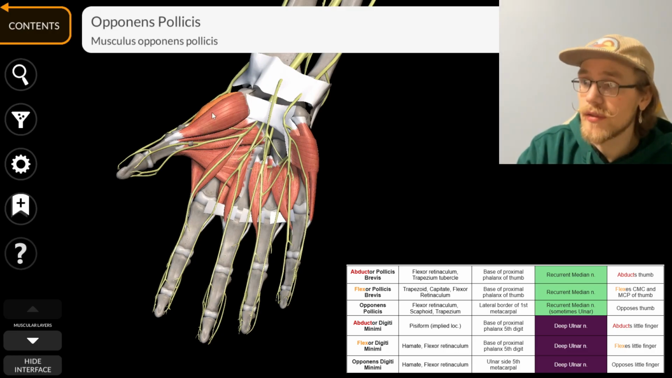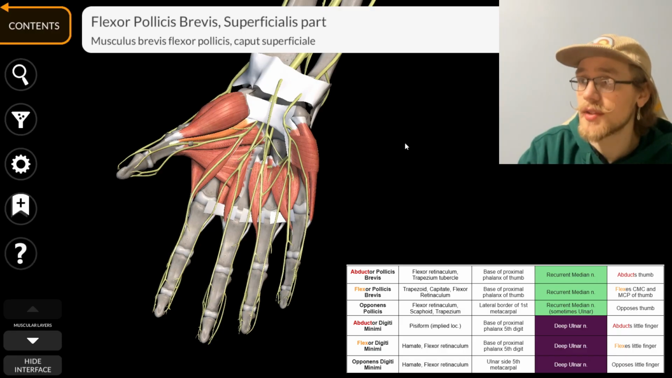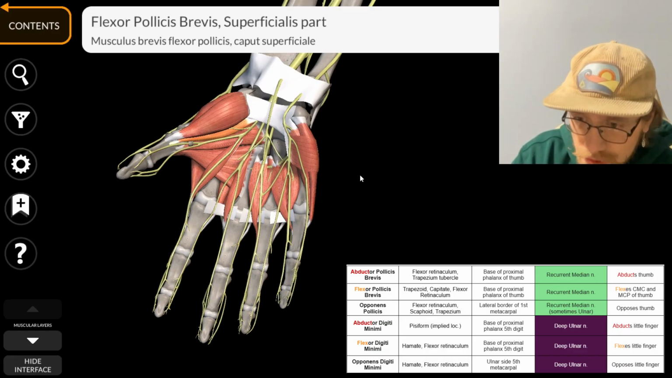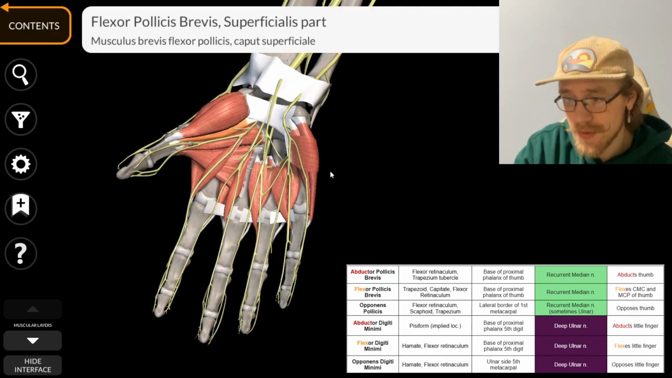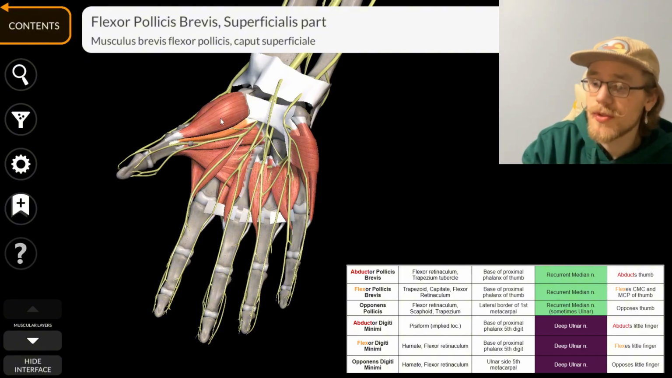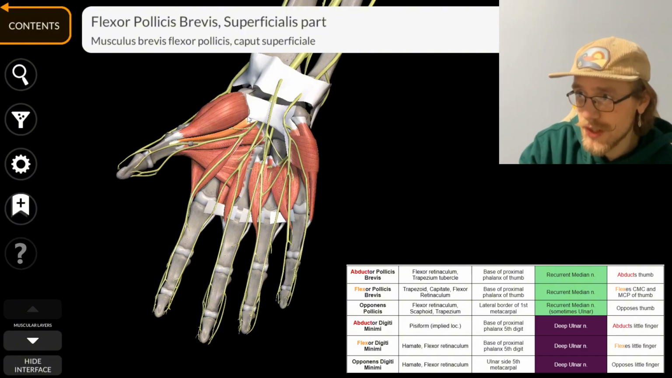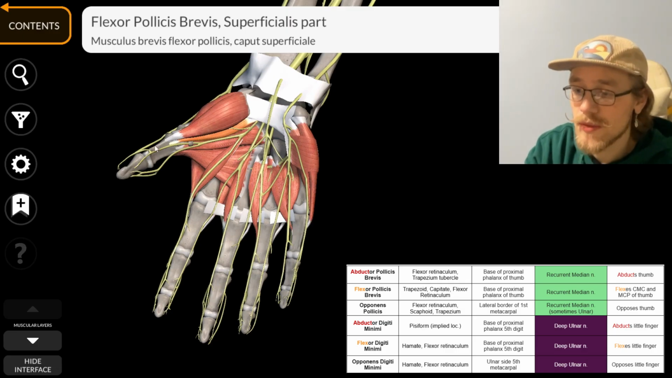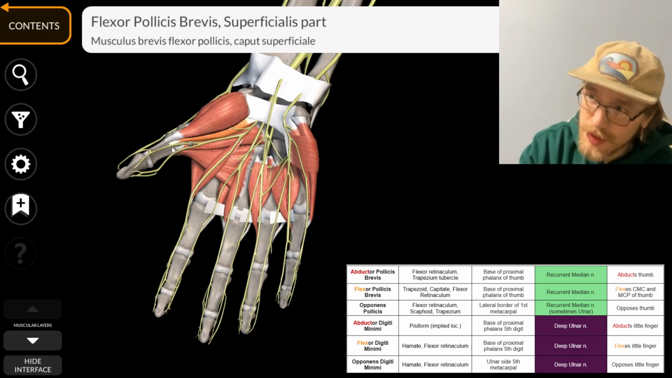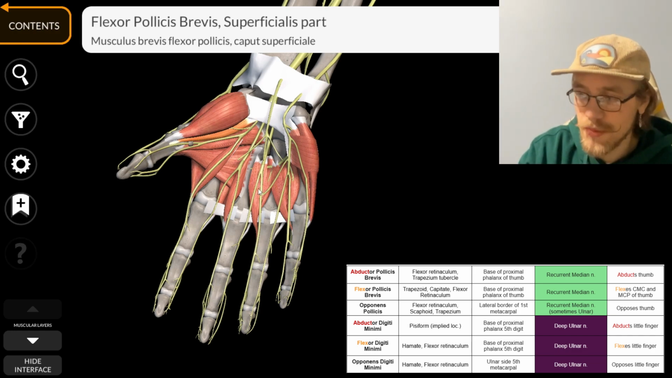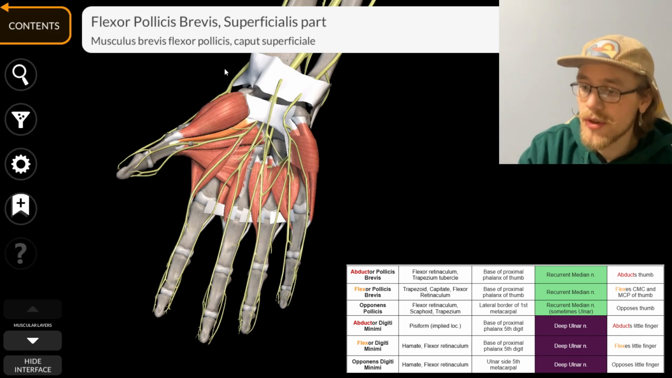Then we have our flexor pollicis brevis. That is going to flex our thumb, if you'd believe it. And that comes from the trapezoid, the capitate, and the flexor retinaculum, the muscles in the wrist here. And that's going to go to the base of the proximal phalanx of the thumb. You can see that right there. And it's also going to be the recurrent median nerve. So those three are recurrent median.